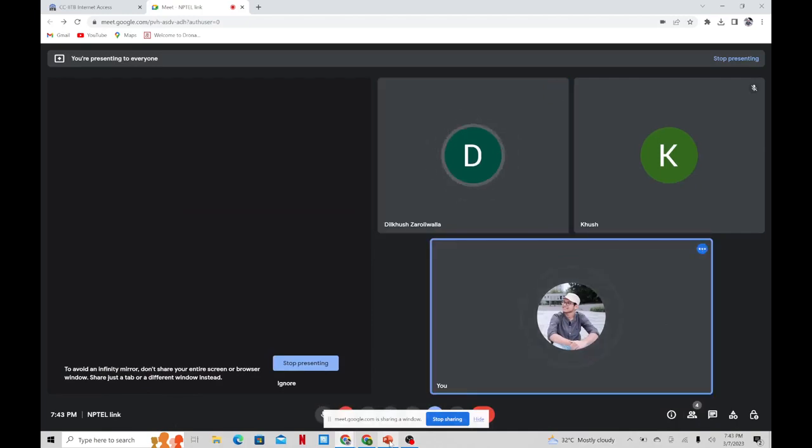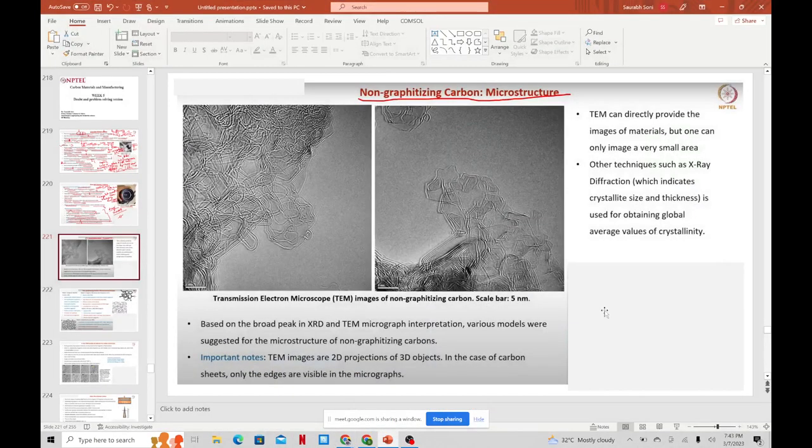Sir, in that TEM image, in the left hand side image, in the upper part there is a network kind of observation, but in the lower right half it is just a plain part. Is that because of sample preparation? Basically I still don't understand how to interpret TEM images. That's why I'm asking this question. Okay. Wait, I'll explain this.